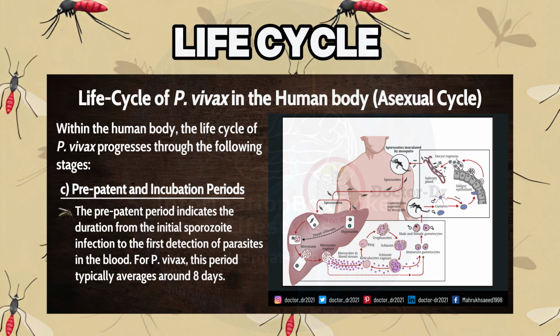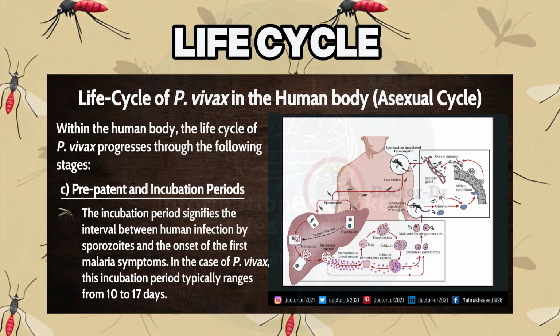C. Pre-patent and incubation periods. The pre-patent period indicates the duration from the initial sporozoite infection to the first detection of parasites in the blood. For P. vivax, this period typically averages around 8 days. The incubation period signifies the interval between human infection by sporozoites and the onset of the first malaria symptoms. In the case of P. vivax, this incubation period typically ranges from 10 to 17 days.